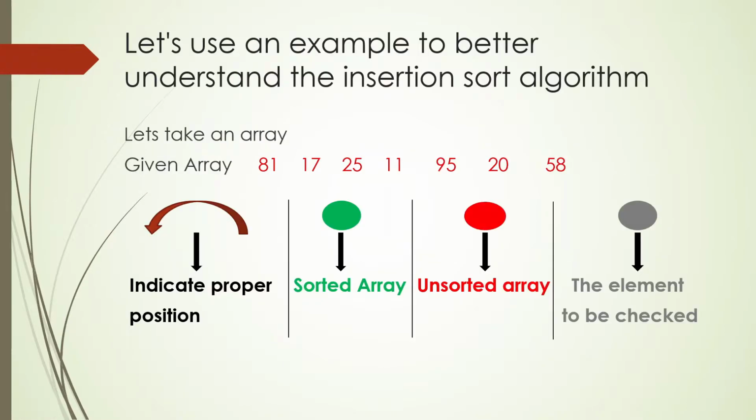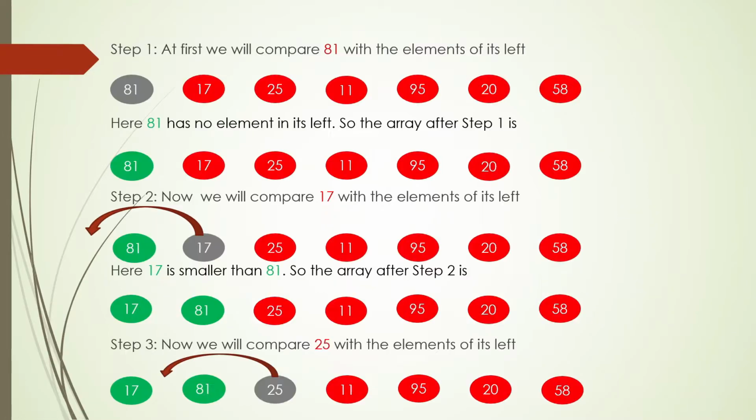Let's use an example to better understand the insertion sort algorithm. Let's take an array that is 81, 17, 25, 11, 95, 20 and 58. This curved arrow will indicate the proper position for the element. This green circle will indicate the sorted subarray. This red circle will indicate the unsorted subarray, and that gray circle will indicate the element to be checked.